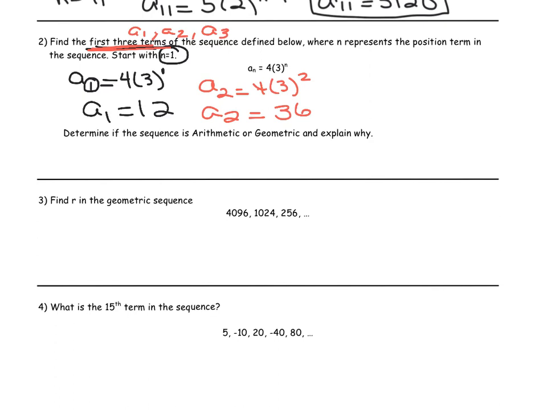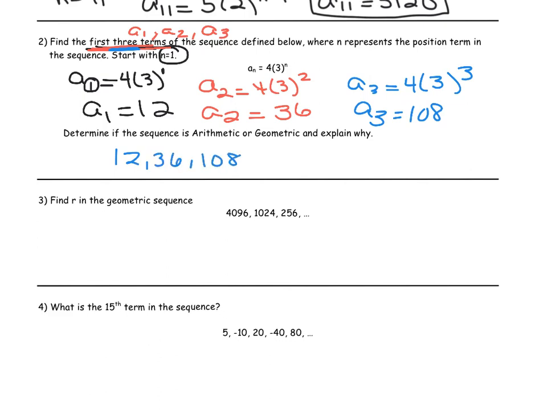Last one here, now I want a sub 3 because I want that third term. So I'll have a sub 3 equals 4 times 3 to the third. Again, just plugging that in my calc, and I get a sub 3 is equal to 108. So I'm just going to write out the first 3 terms of this sequence here. And I want you guys to think, what kind of sequence is this? Would this be arithmetic? Why would this not be arithmetic?